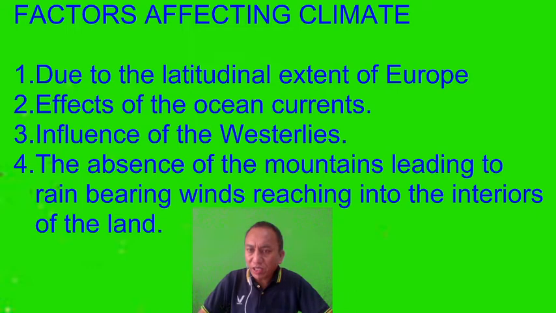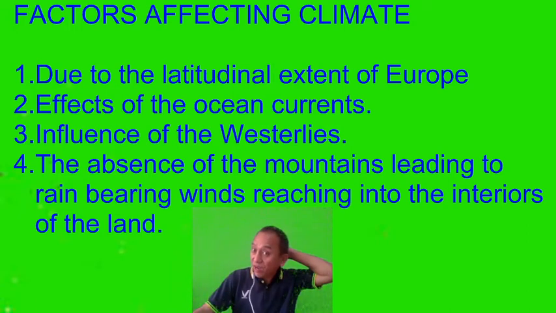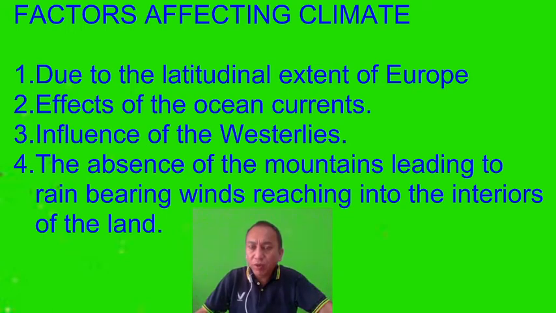Then the influence of the westerlies. We know that the westerlies bring a lot of rainfall, especially to the western side of Europe. Because of this, the western part of Europe has more rainfall compared to the eastern side. And then the fourth one is the absence of mountains, leading to rain-bearing winds reaching far into the interiors of the land. Because there are no mountains to block the winds, they go right into the interiors, giving rainfall in the interiors of the continent. So these are the factors which affect the climate of Europe.